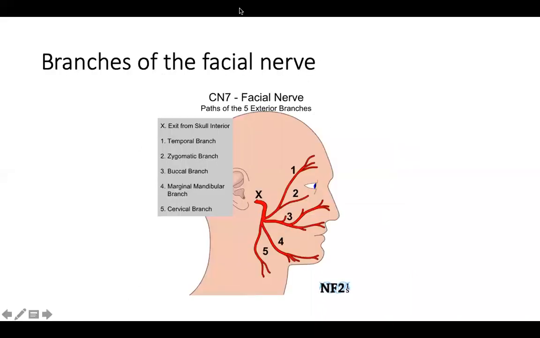The other issue that you need to know is the facial nerve has various branches. We have about 5 branches as shown in this diagram. We have the temporal branch, zygomatic branch, the buccal branch, the marginal mandibular branch, and the cervical branch. These are the 5 branches of the facial nerve. As you can see, they innervate the upper part of the face, the mid part, and the lower part of the face.